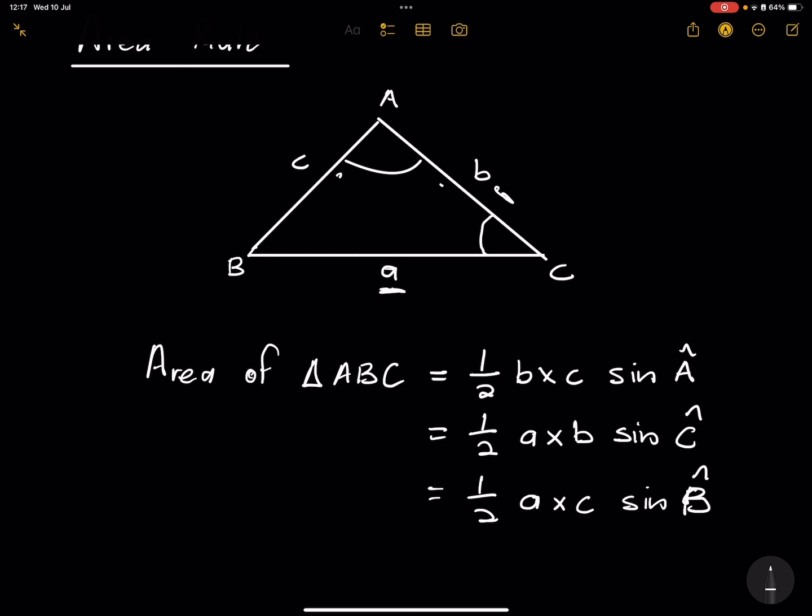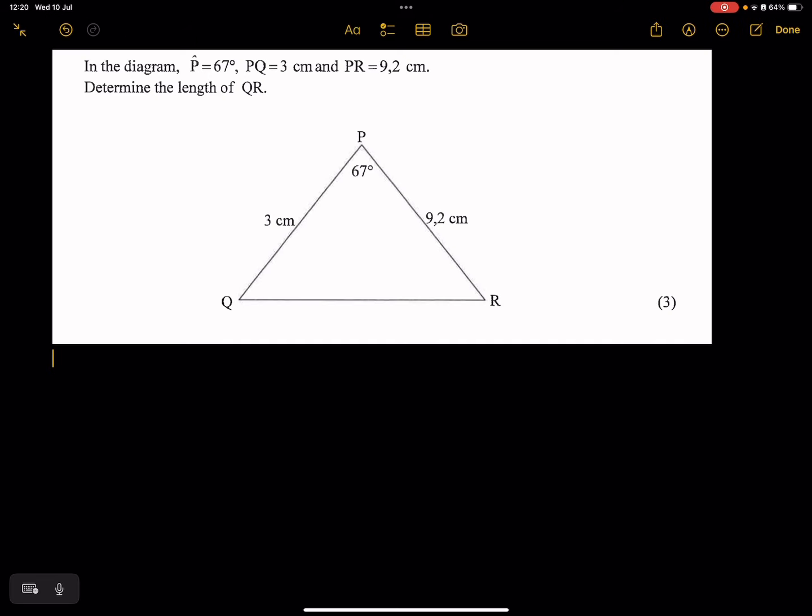Now, as I said, I will prove these rules, how to go about proving them, in the near future. So what I want us to do, ladies and gents, is to just use these rules and see how to apply them to solve trigonometric problems. And let's take our very first example.